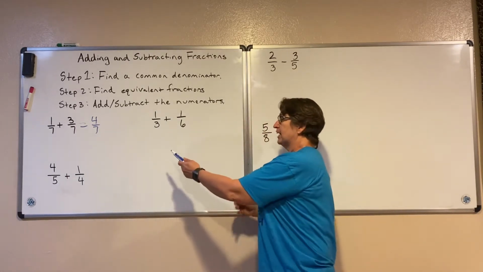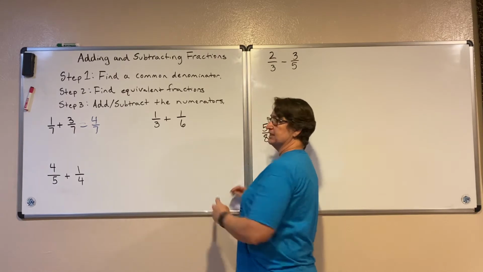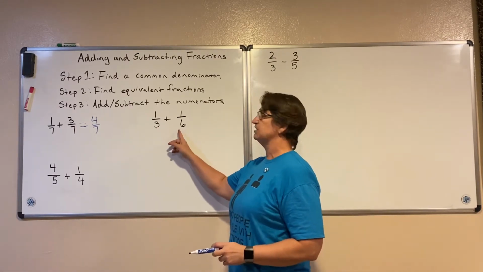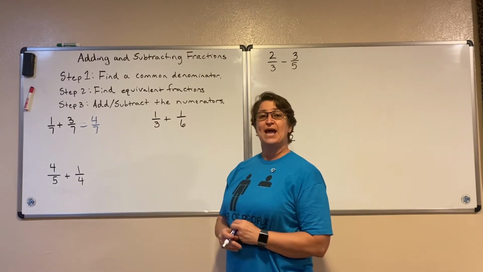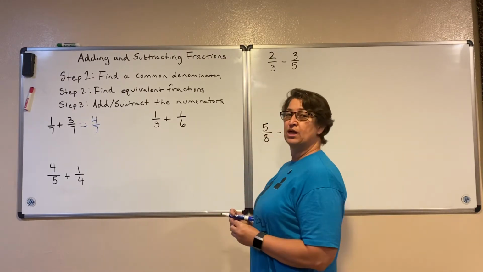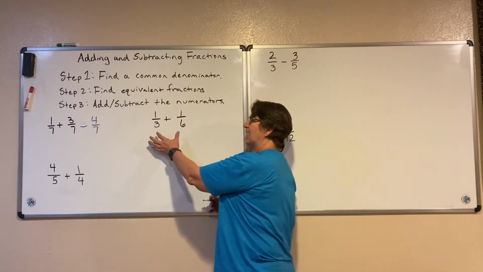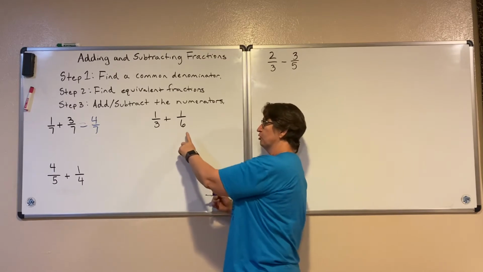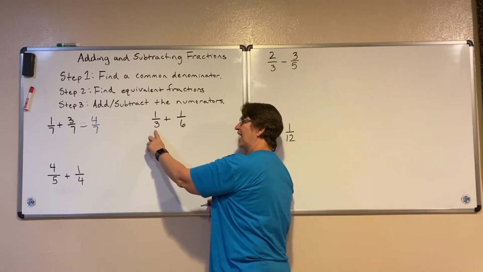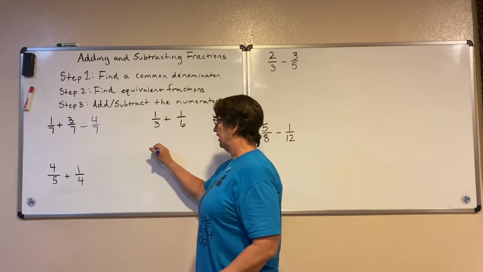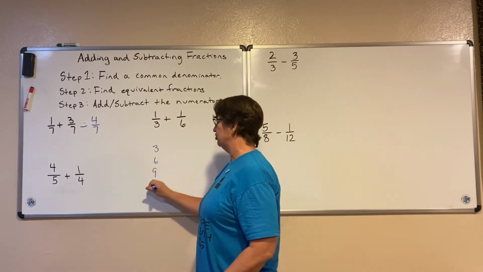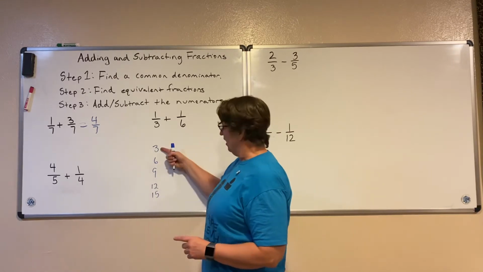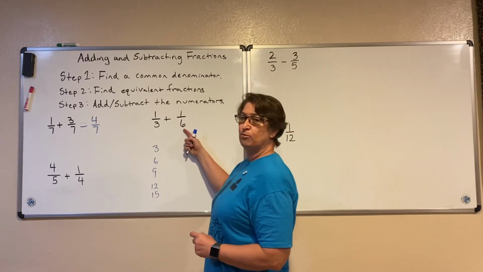Now, we're going to add 1/3 plus 1/6. Their denominators are not the same. 3 and 6 are not the same. We need to make them into the same number. And in order to do that, we have to find a number, a multiple of 3, that is also a multiple of 6. In other words, if I count by threes, 3, 6, 9, 12, 15, I'm looking for a number that is a multiple of 3 that is also a multiple of 6.